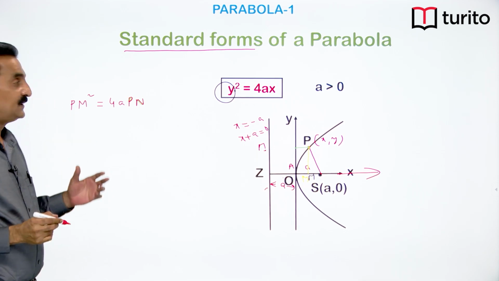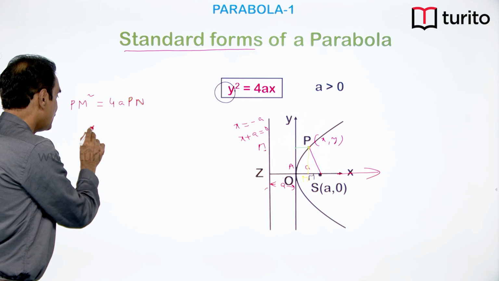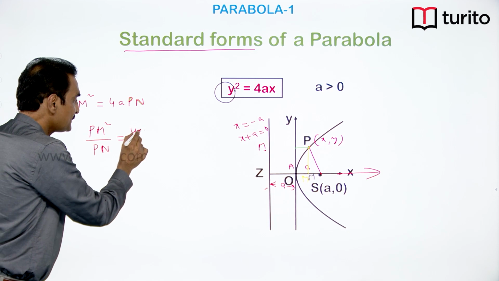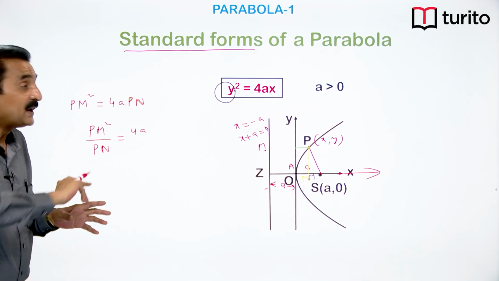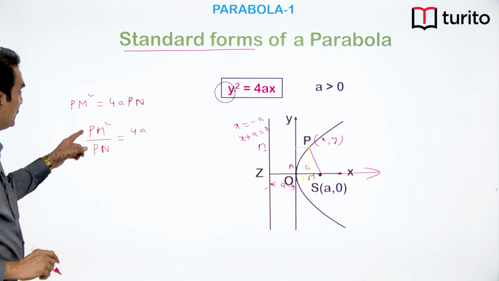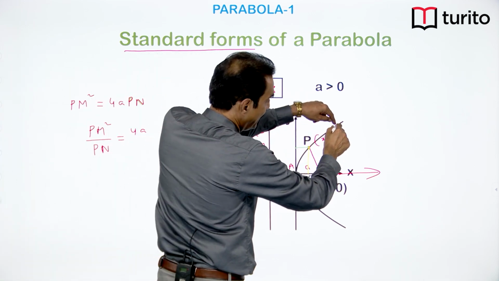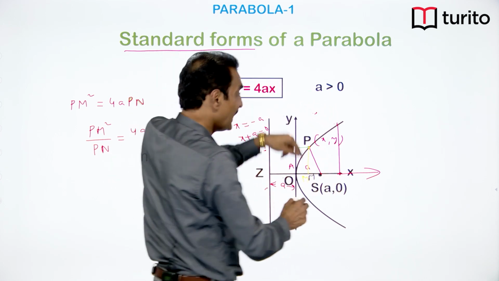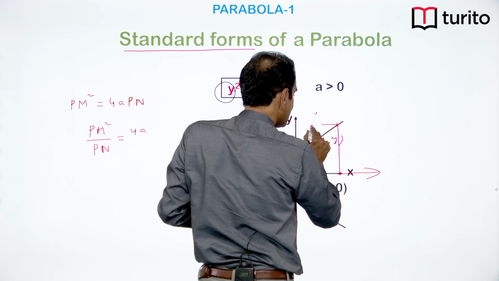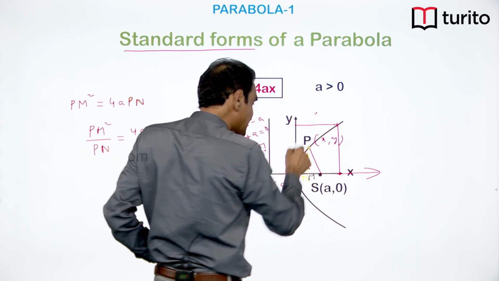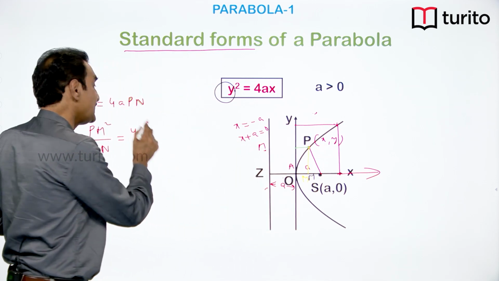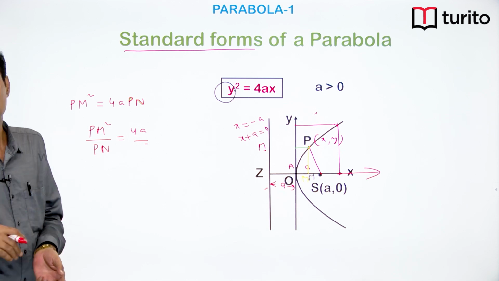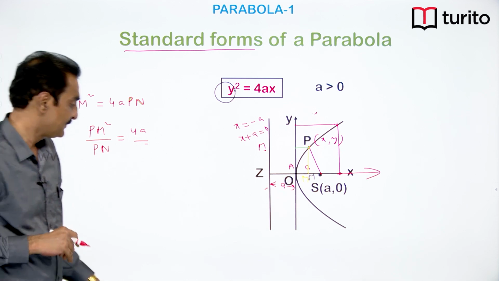And you can understand the same property in a different way. PM square by PN is 4a. It is a constant for any position of P on the parabola. That means for any point P, the square of the distance from the axis, divided by the distance from the tangent at vertex, is always constant and equal to the length of the latus rectum. Okay. So, using this property we can solve many problems. Let us see later.